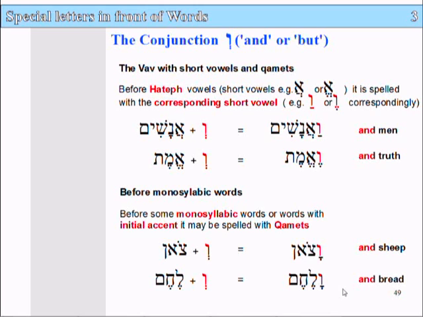So again, you don't need to memorize this, just be aware that sometimes the vav can have two dots under it, the short e sound. Sometimes it can have the patach or the kametz under it, and there are a number of different rules that govern what sound is under the vav. But whenever you have a vav in front of a word, it almost always means and. And it can have an oo sound as well.